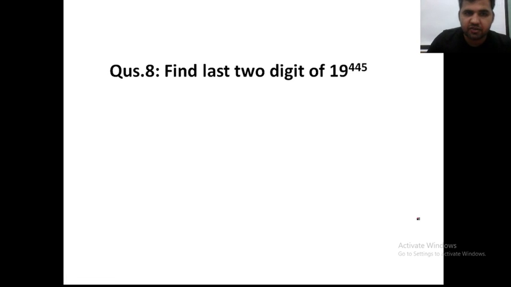Moving to the next question, question number 8. Do this one. Find the last two digit of 19 power 445.